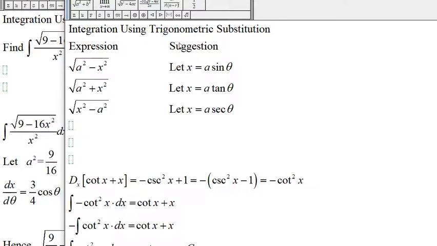When using trigonometric substitution, the suggestion is as follows. If we have an expression like the square root of a squared minus x squared, then the suggestion is to let x be a sine theta. If we have the square root of a squared plus x squared, then let x be a tangent of theta. And if we have the square root of x squared minus a squared, then let x be a secant of theta. For our example here, we have the square root of a squared minus x squared. So we will let x be a sine theta.